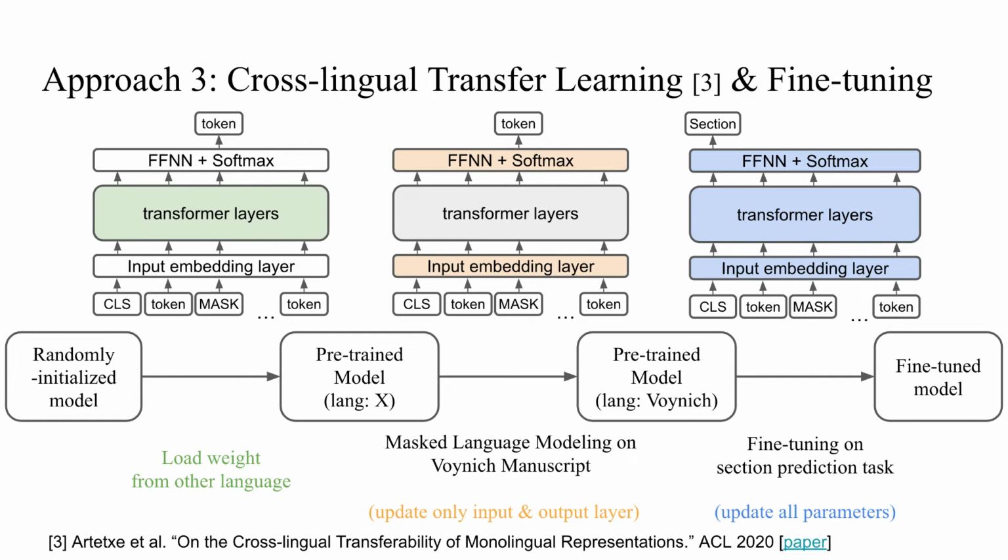Specifically, the approach we followed is that first we load the model weights for language X, only for the transformer encoder part. Then we fix the parameters of the transformer encoder and update the parameters of the input embedding and output layer through masked language modeling. We fix the transformer encoder's parameters because we do not want to lose the knowledge that the model learned through the pre-training on language X. Finally, we train the cross-lingual transfer model on the section prediction task by updating all the parameters.